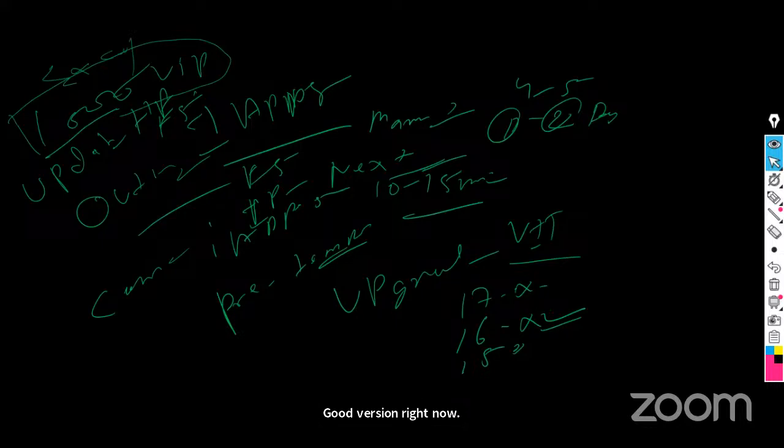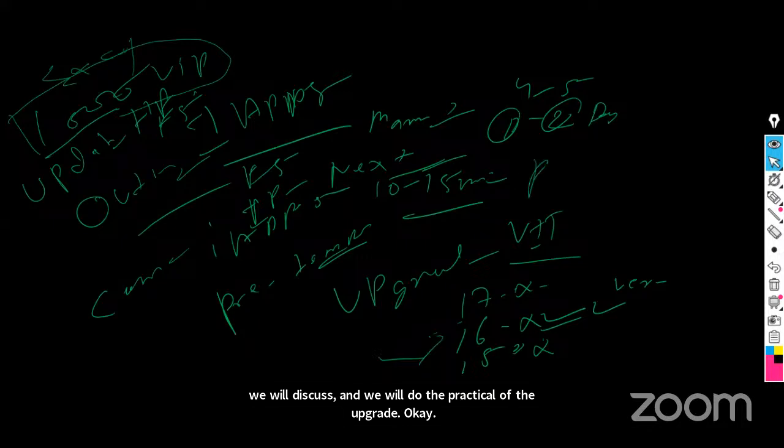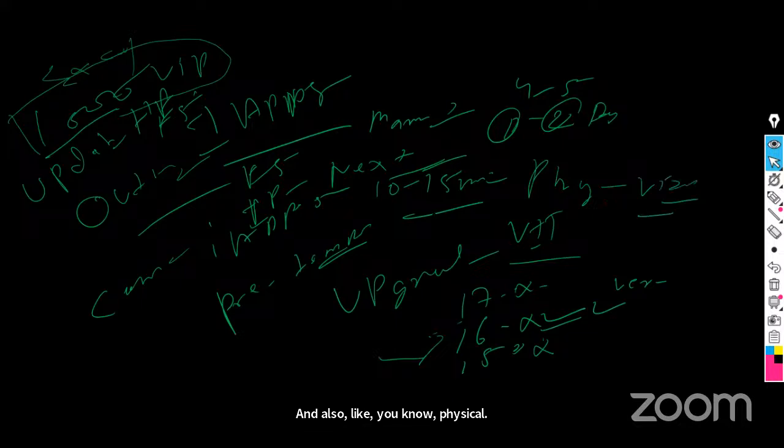For example, we have a vulnerability on version 16 and we want to save our environment. F5 suggested that they have fixed the vulnerability in version 16, so you can upgrade your F5 to that version, right? So we will discuss and do the practical of the upgrade. Also physical to virtual migration we will discuss, and lots of other things.